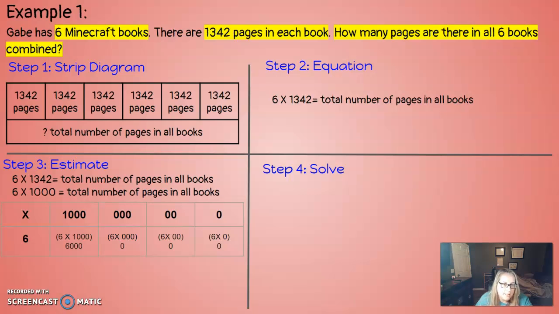After I have multiplied all of them, I'm going to add. So 6,000 plus 0 plus 0 plus 0 is 6,000. So I know my answer is going to be somewhere around 6,000 pages.